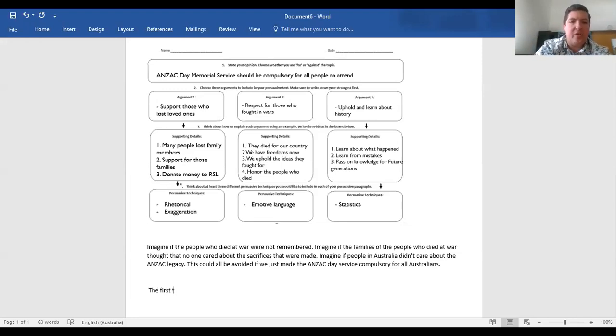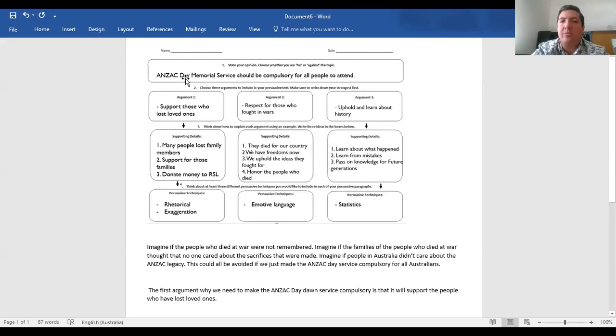I'm going to begin by saying the first argument, we need to make Anzac Day, and I'll put a capital D for Anzac Day because remember it's the name of the day as a whole. The Anzac Day service compulsory is that it will support people who have lost loved ones. I've done my argument here. I've introduced my argument. I'm now going to go down to my supporting details.